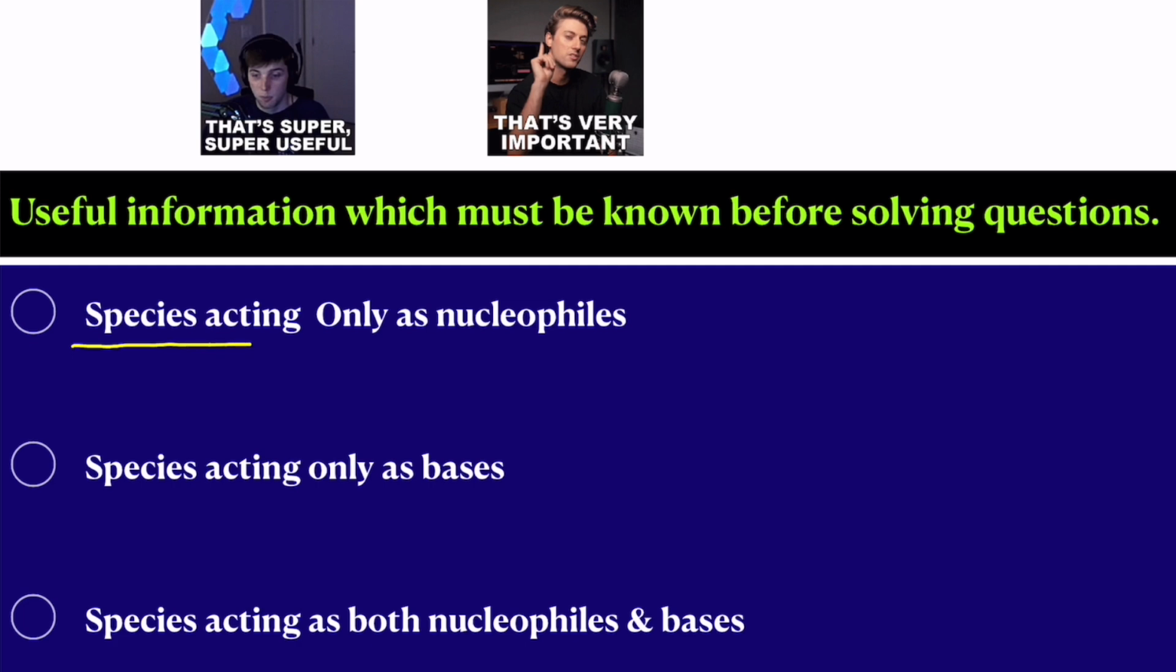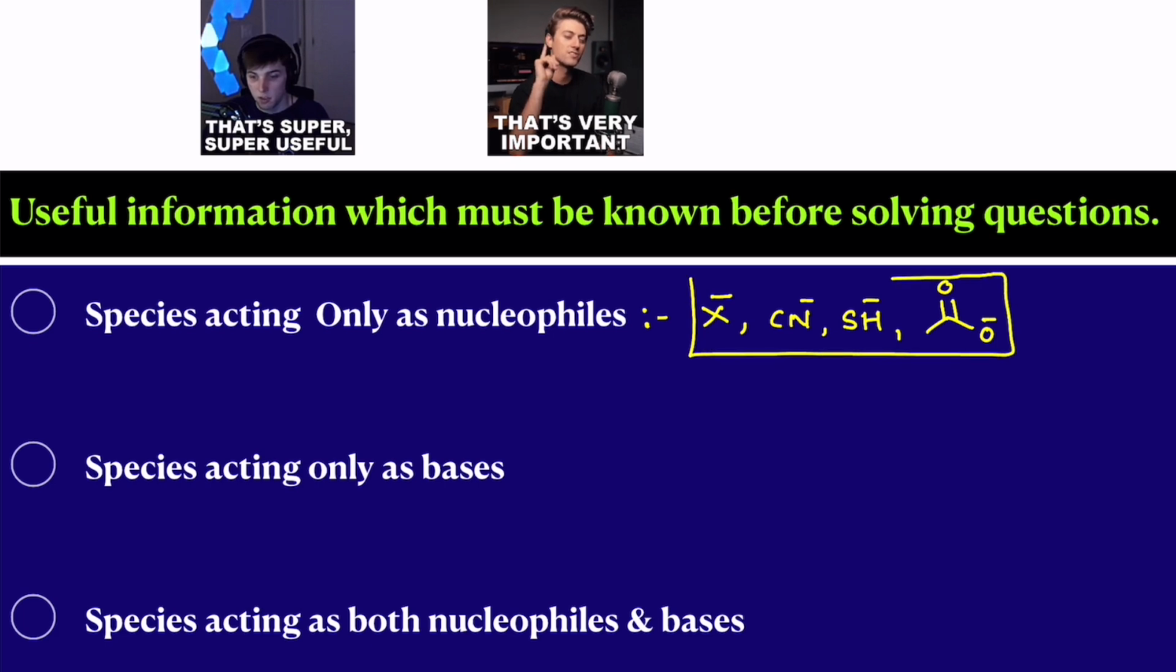The species acting only as nucleophiles. There are some species which act as only nucleophiles. In that category, you have the halide ions: chloride, bromide, iodide, cyanide ion, CN minus, and SH minus. They act as only nucleophiles. And one more important example I found is the acetate ion. So these examples mostly act as nucleophiles. So obviously nucleophilic substitution will be favorable.